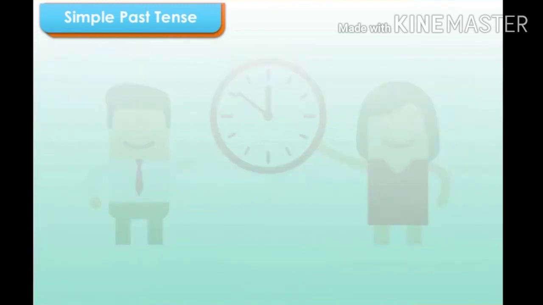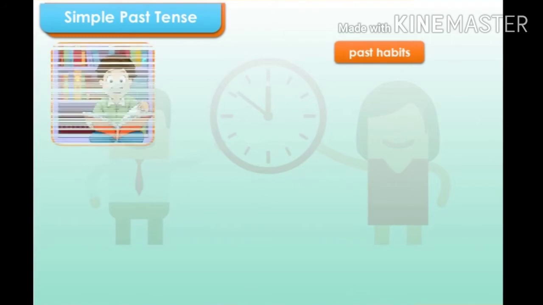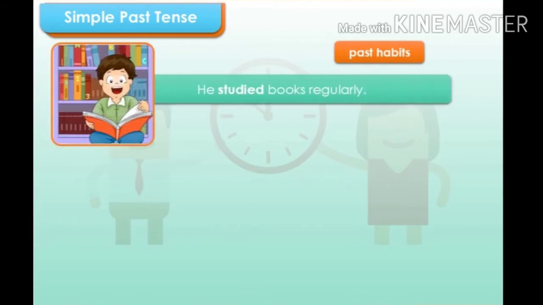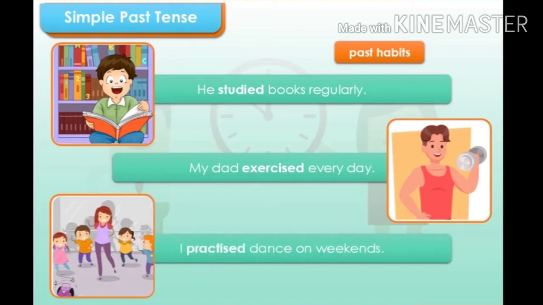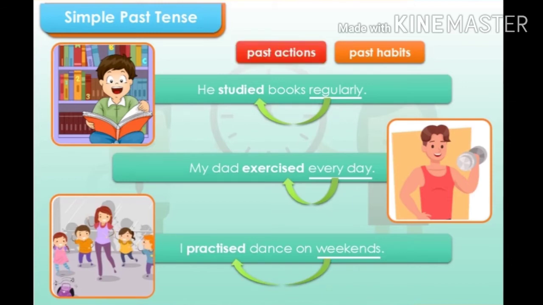Simple past tense tells us about past habits. He studied books regularly. My dad exercised every day. I practiced dance on weekends. The words regularly, every day, weekends tell us these are habits. Studied, exercised, practiced talk about the past. So these are past habits.